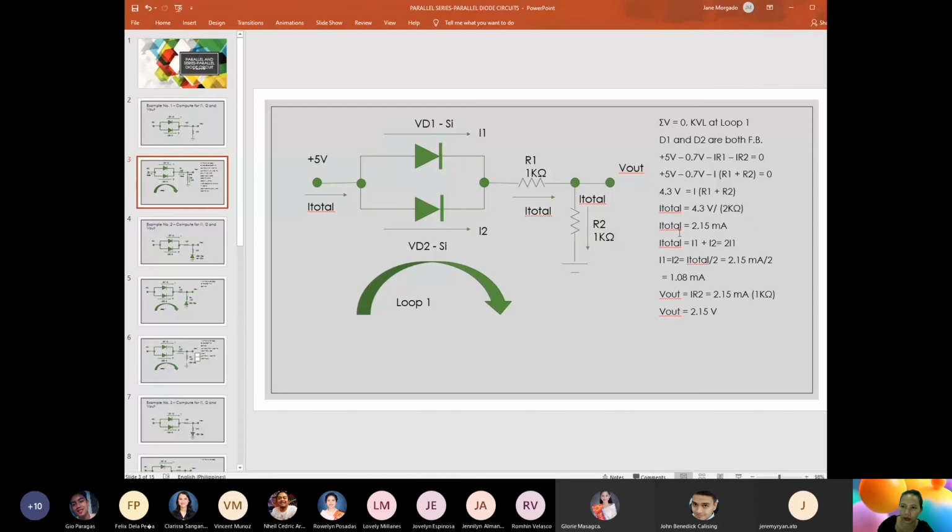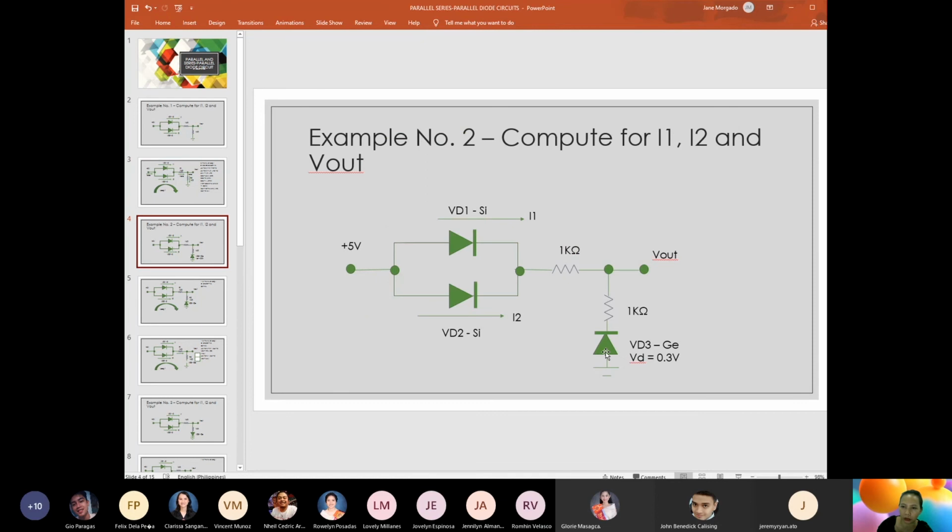Ayan, yung V out mo is actually equal to, same lang naman to eh. V out is equal to IR2. In this case, we have current kasi forward bias, di ba? You have a continuous circuit. Wala namang open circuit dito. So, ang dinagdag lang natin dito is yung diode. Let's compare it with example number 2. Ito yung dinagdag natin, di ba?